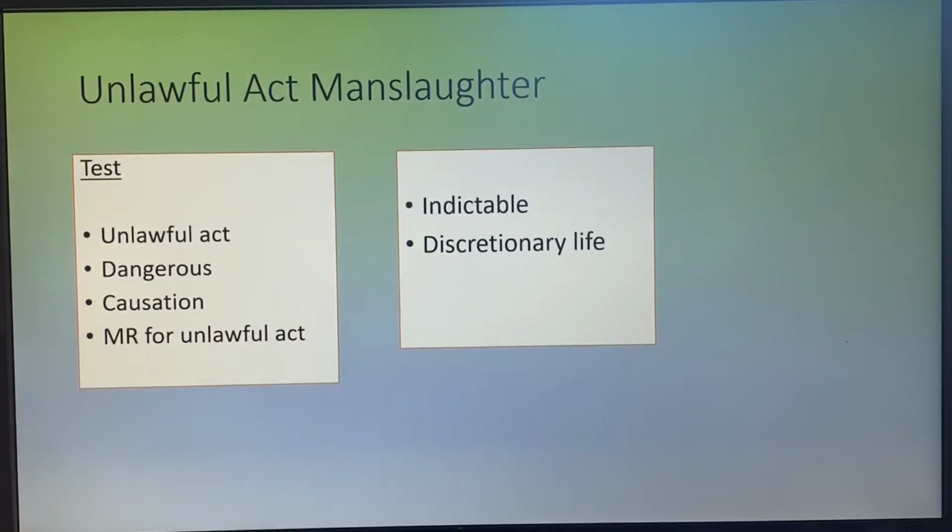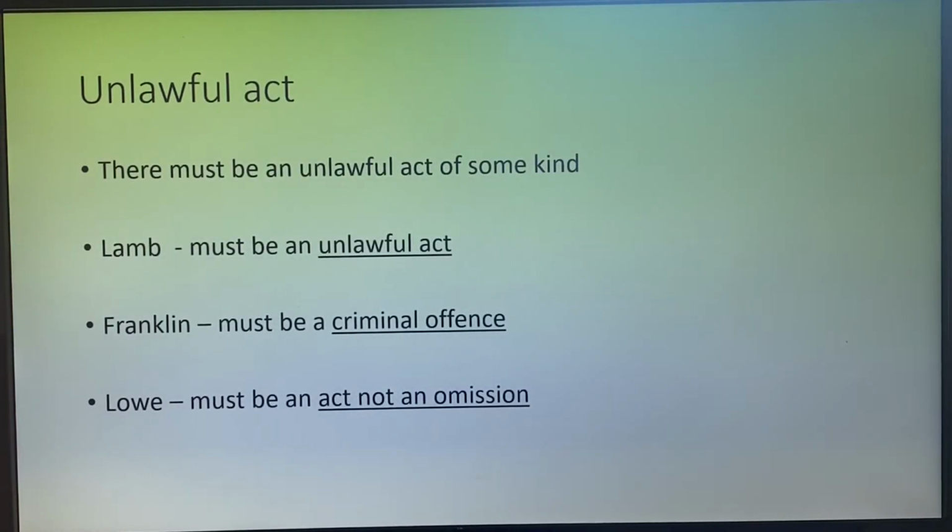We're going to start with unlawful act manslaughter. So you can see the test there on the left. D must have done an unlawful act that's dangerous. They must have caused the death, and they must have the mens rea for the unlawful act. And as you can see again, it is indictable and carries a discretionary life sentence. So we're going to start off by looking at unlawful act. There has to be an unlawful act to be guilty of unlawful act manslaughter. The name's in the title really, so it kind of gives it away.